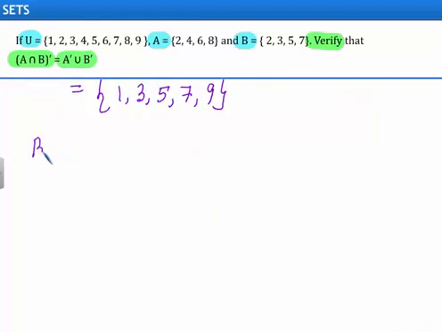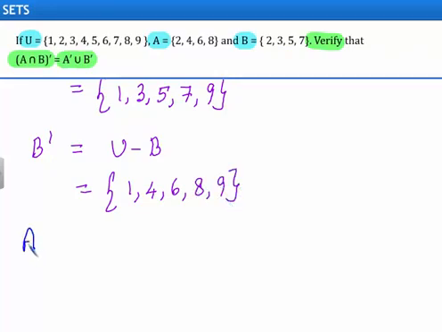Next, let us find B complement. This will be equal to universal set minus B. This will be equal to set of all elements which are in the universal set but not in the set B. They are 1, 4, 6, 8 and 9.